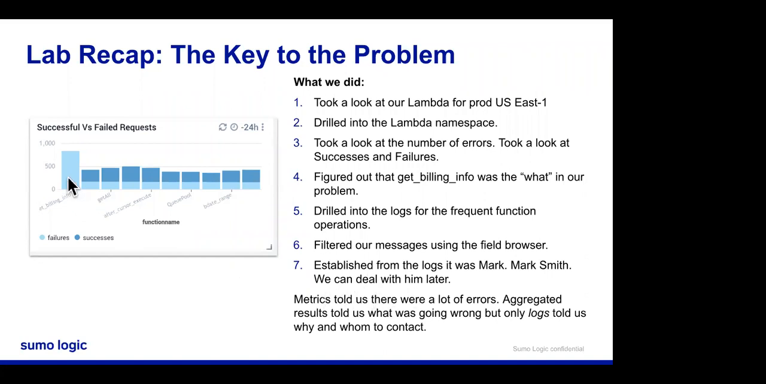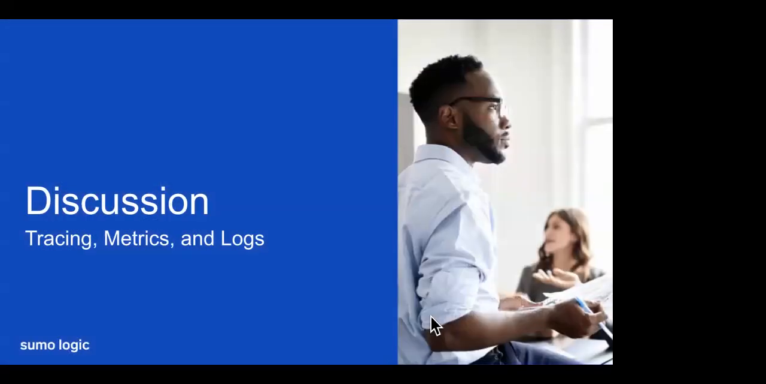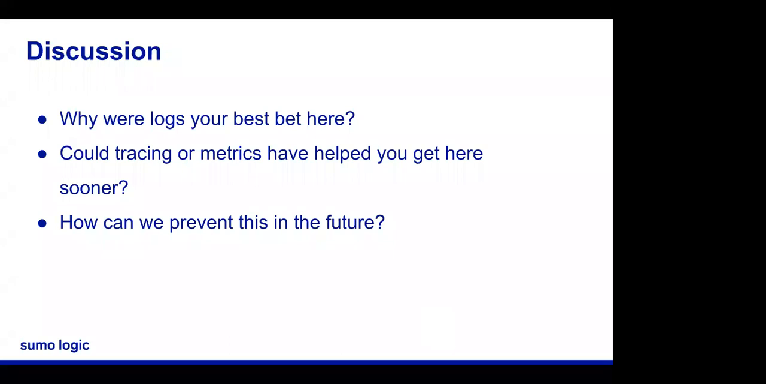So again, metrics told us we had lots of errors, but logs tell us why, and that's true. Logs always tell us why things happen, and logs is ultimately where we're going to wind up. Logs is always going to tell us what's going on. Since there were no transactions in here, tracing probably wasn't going to help us. And metrics did help us a little bit.